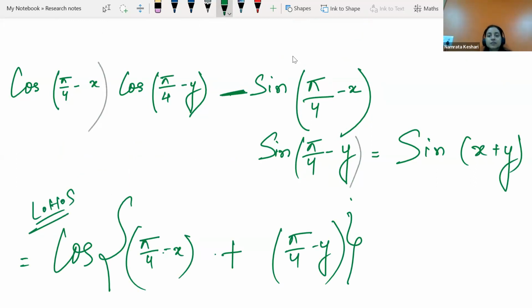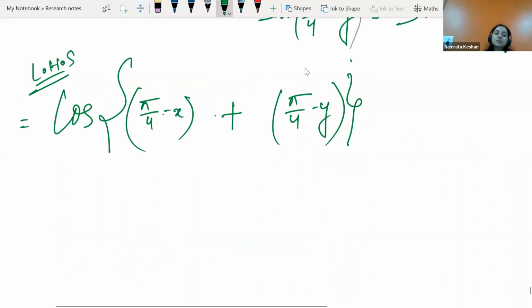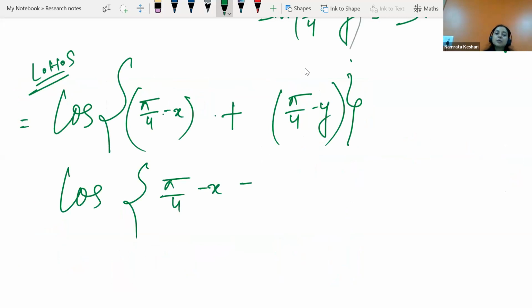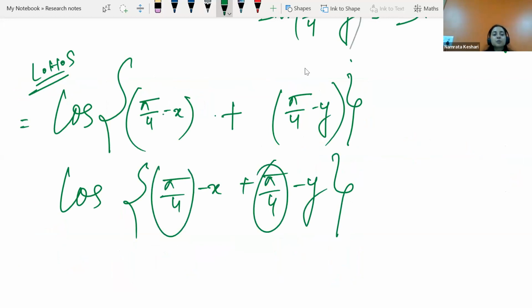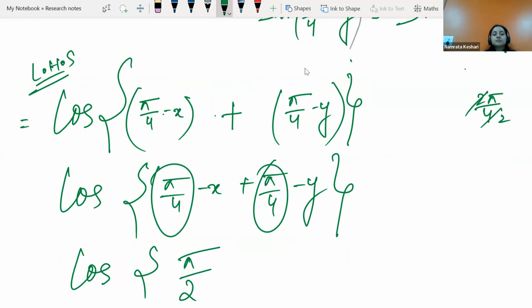Yes, ma'am. Now let's open the bracket. Cos of pi by 4 minus x plus pi by 4 minus y. Pi by 4 plus pi by 4 is what? Please tell me quickly. Pi by 4 plus pi by 4 is what? Is it pi by 2?